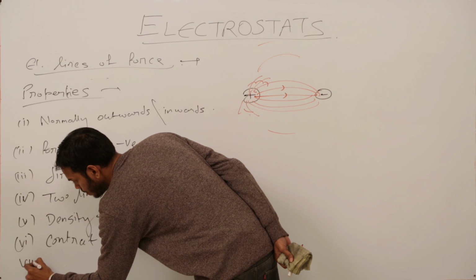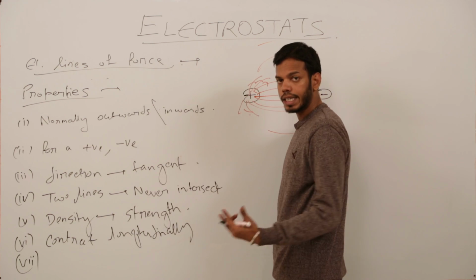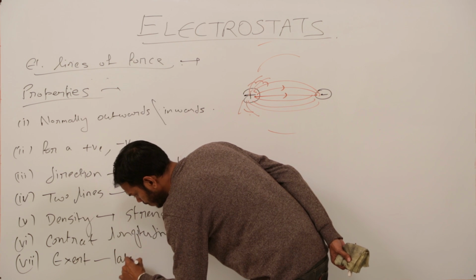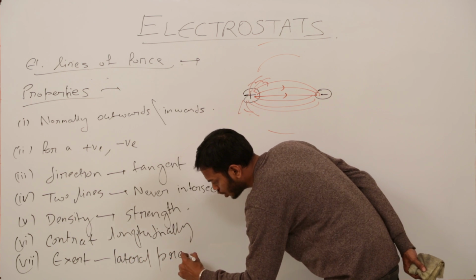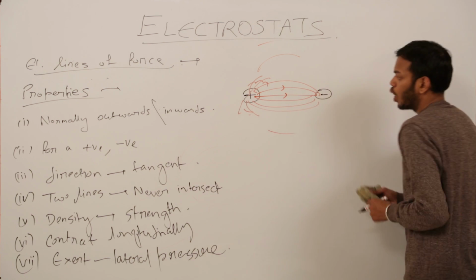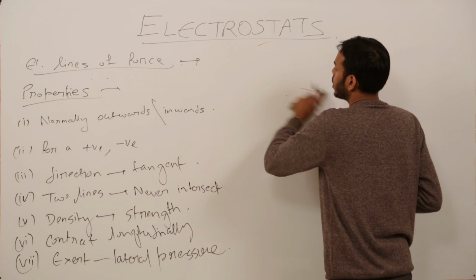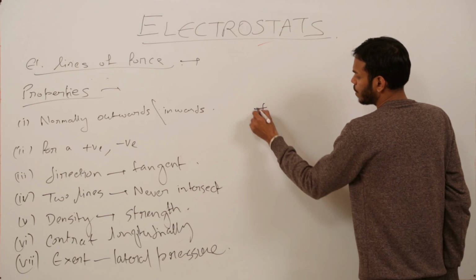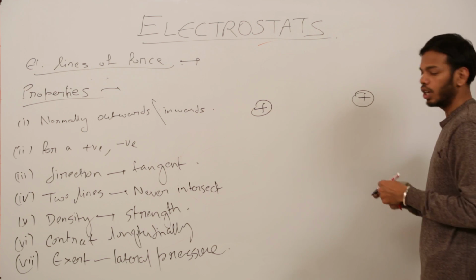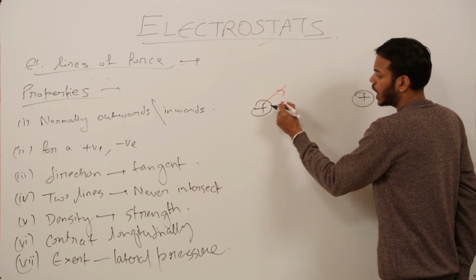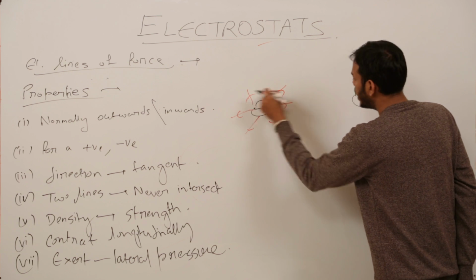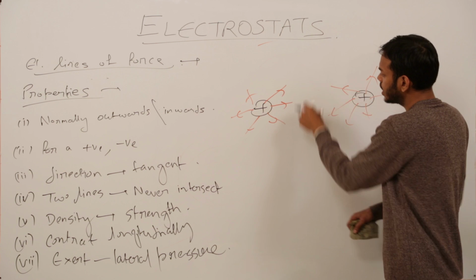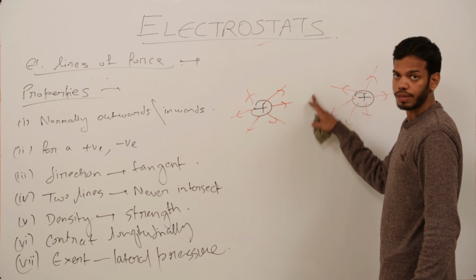Last point, they exert lateral pressure on each other. In brackets you can also write, on account of repulsion between like charges. Suppose this is a positive charge, and this is a positive charge. We already know that for a positive charge, electric lines of force will be radially outwards. Similarly for this particular charge as well. So what will happen at this region?